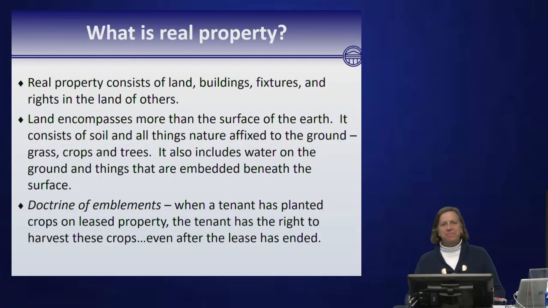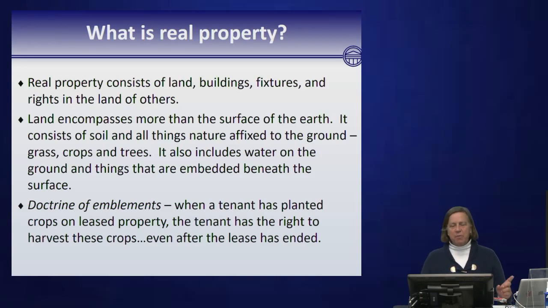This is a brief overview of real property law. With that much in mind, we need to define what is real property and how is it different from personal property. Well, real property consists of land, of course. It also consists of buildings, fixtures, and I will define fixture in just a minute, but a fixture is an item of personal property that has become so affixed to the real property that it's actually part of the real property. It also includes rights in the lands of others.